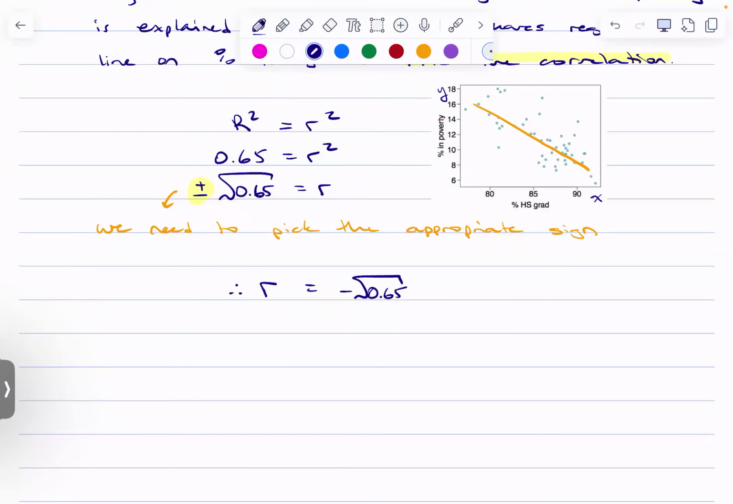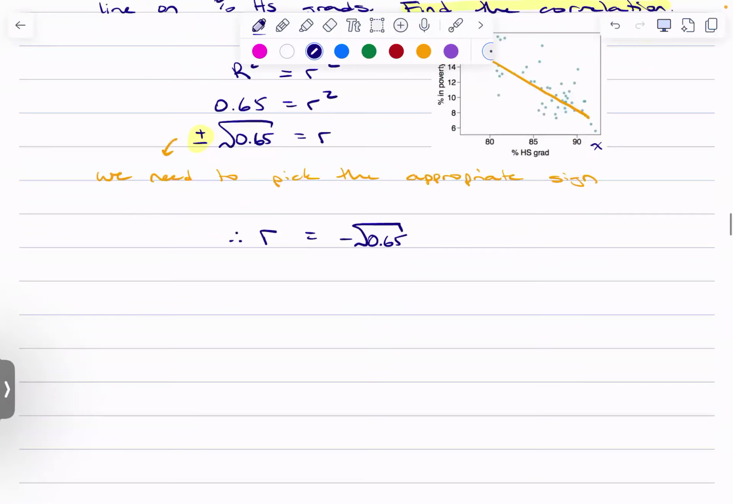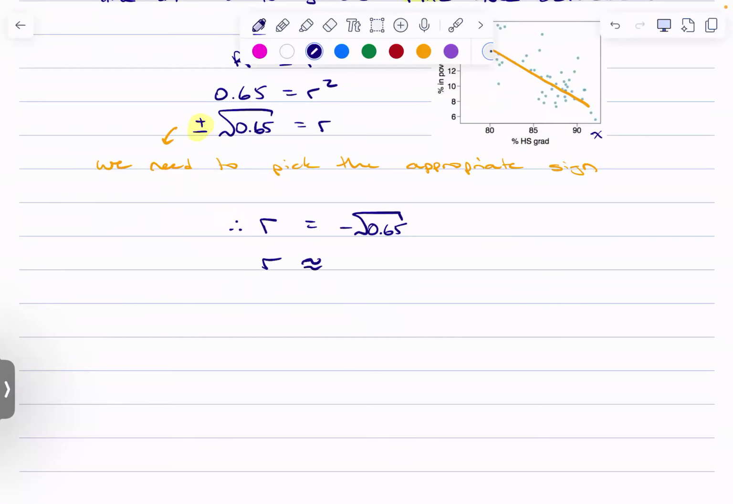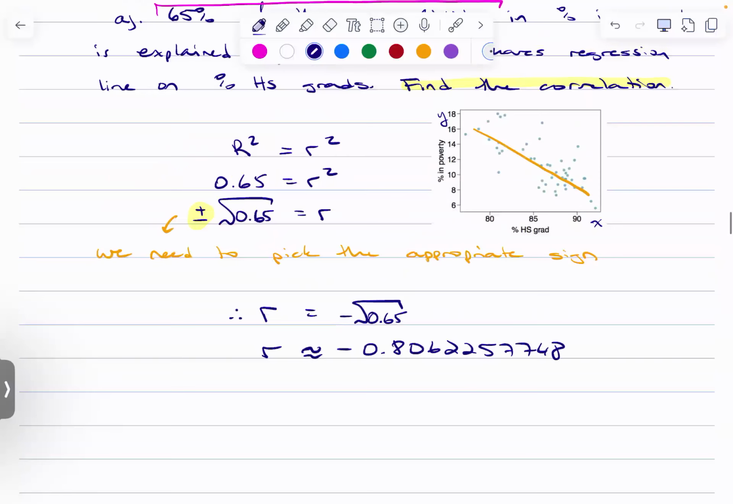Let's read it. So the correlation is roughly negative 0.80622577748 because I can't stop. Then you would have the correlation, right? And then you could use that to find the slope and the intercept, right? So it's just kind of two ways that you could be given that information. Okay.